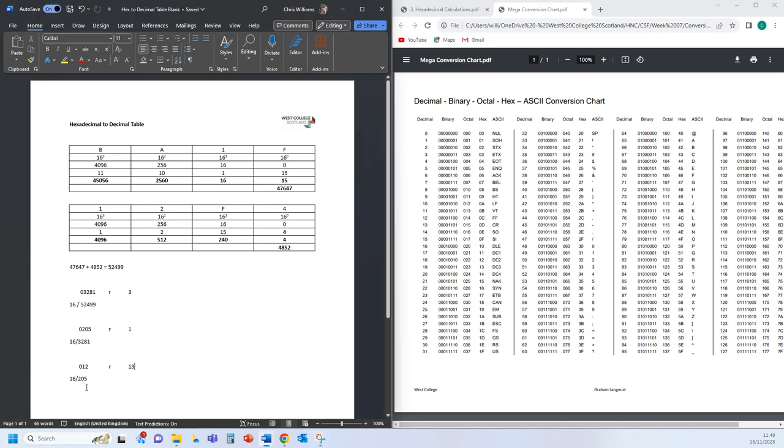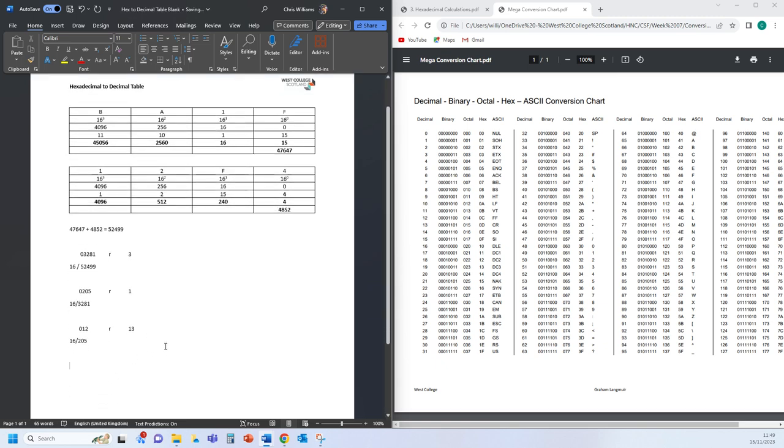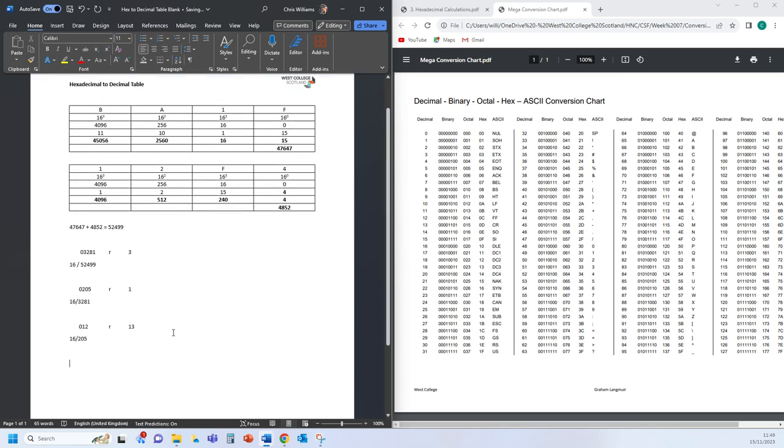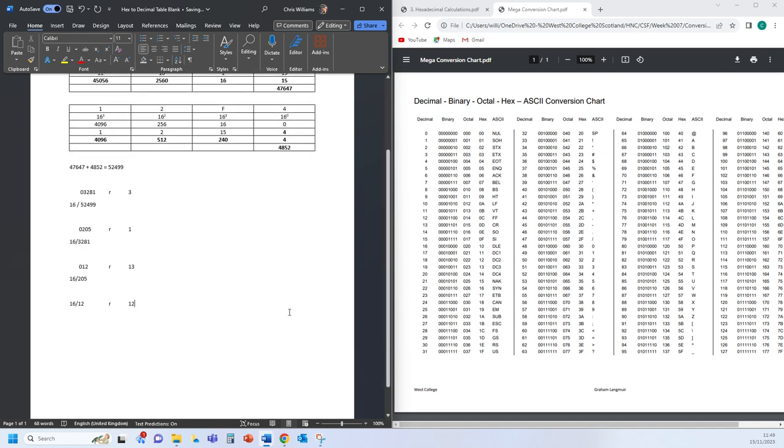We then continue this line of logic. So we've got 16 divide 12. Now we know that 16 doesn't divide into 12, so that just gives us a straight remainder of 12. So we have 12, 13, 1 and 3.